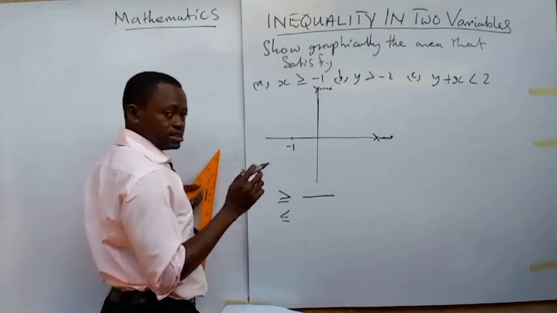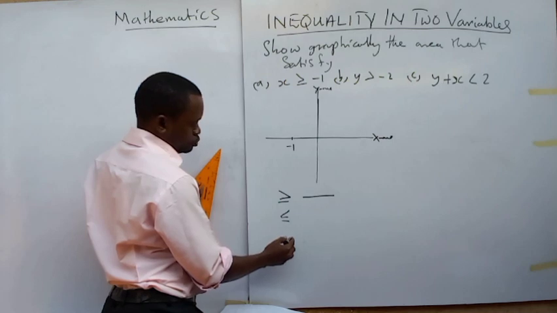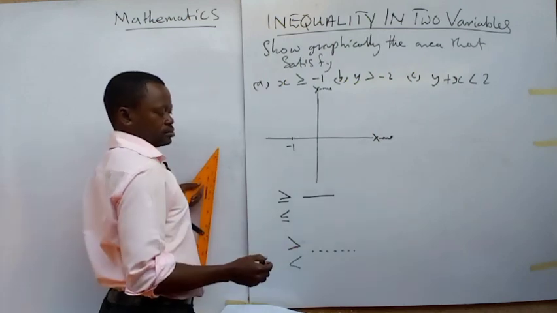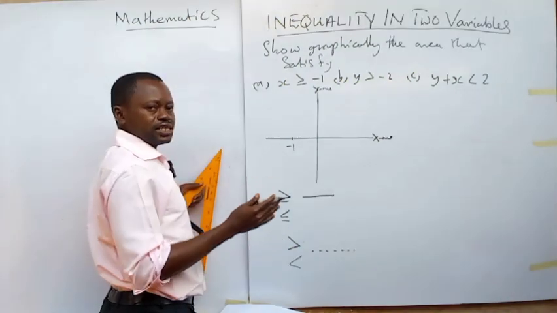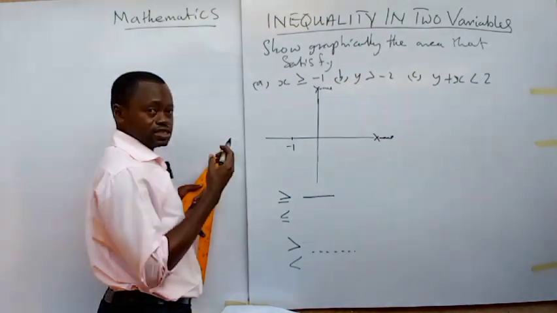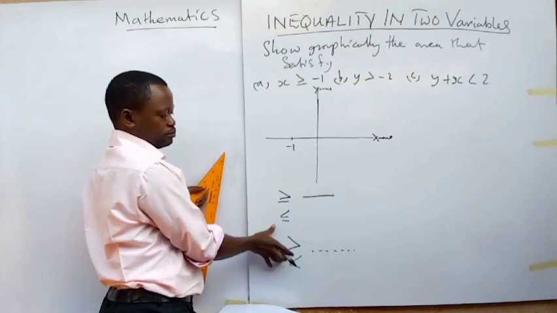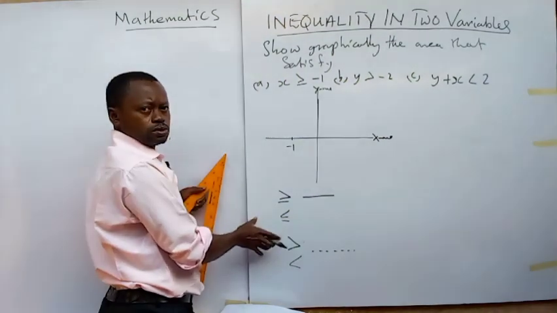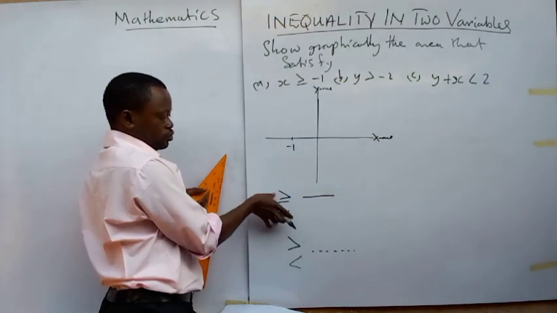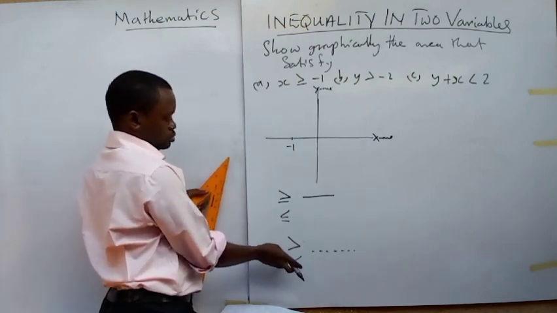But please take note again. For this symbol, greater than or less than, we use a dotted line for the boundary line between the area that satisfies the inequality and the area that does not satisfy that inequality. You are going to watch me do this when I'll be handling these problems, so please just watch me do it. Remember, I said thick line for greater than or equal to or less than or equal to, and dotted line for strictly greater than or less than.